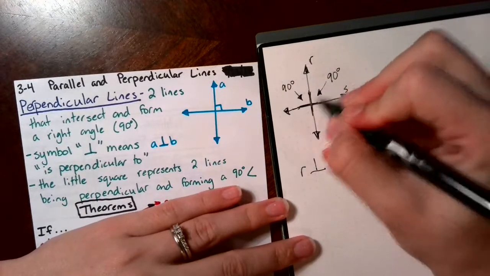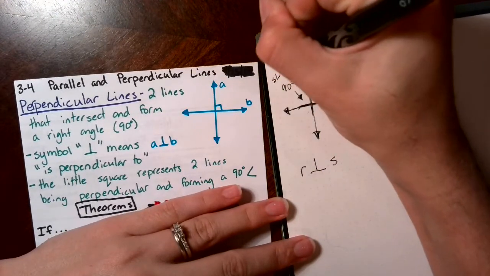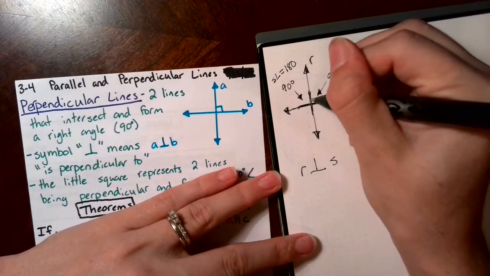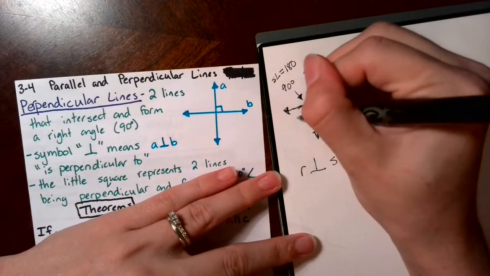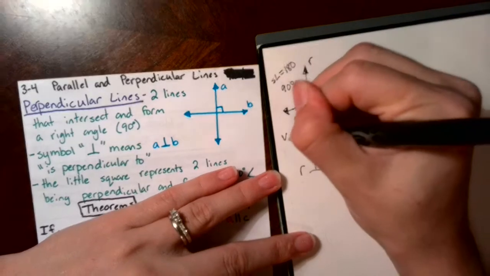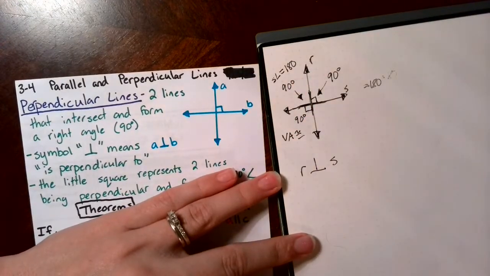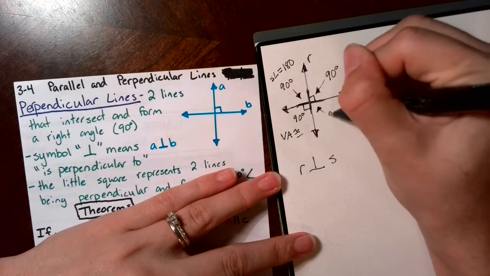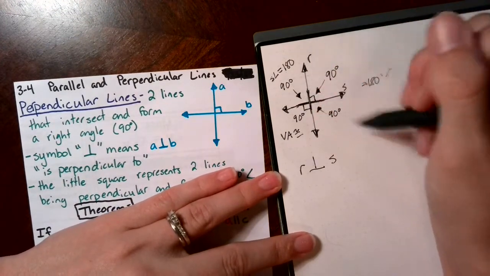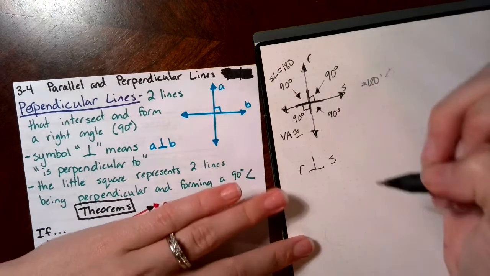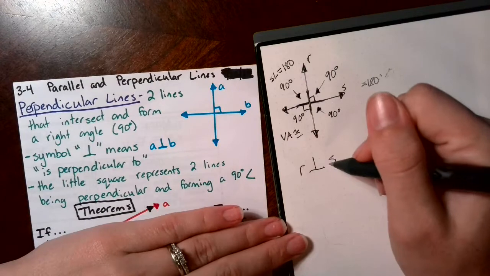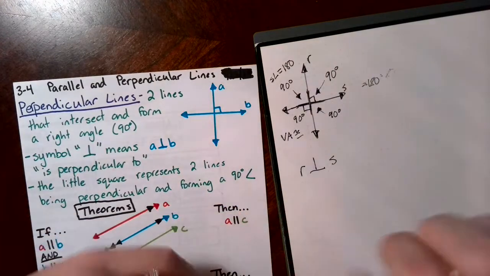I found this one because for a straight line, supplementary angles equal 180. This one is vertical to this one, so this one must also be 90 degrees because vertical angles are congruent. And the same logic here, this one must also be 90 degrees. We could use either the vertical angles or the supplementary angles. In every single angle, if the lines are perpendicular, then they form a 90-degree angle.